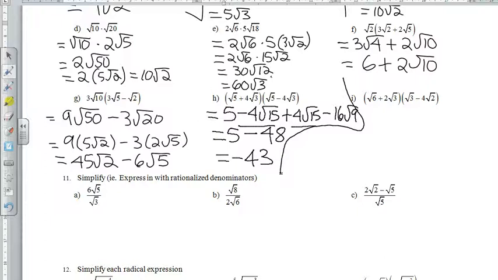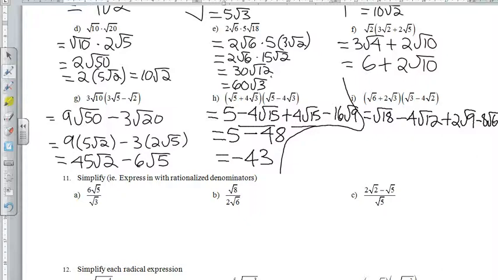We're going to get, so we start off, we get root 18 minus 4 root 12 plus 2 root 9 minus 8 root 6. Okay, so we're foiling, that's 4 products, right? And now we're going to simplify each radical.